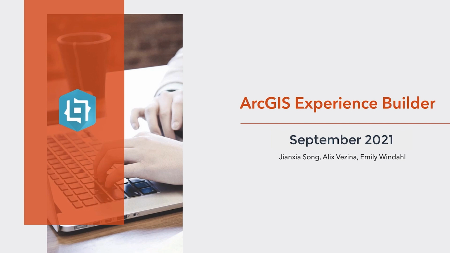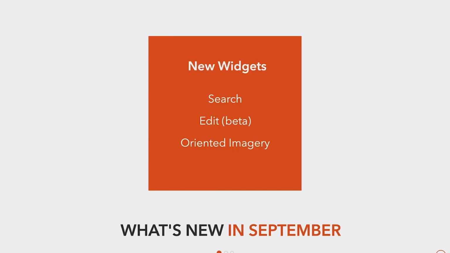Today we are going to focus on the latest features from the September update. 3 new widgets are added: Search, Edit, and Oriented Imagery. Let's take a close look.